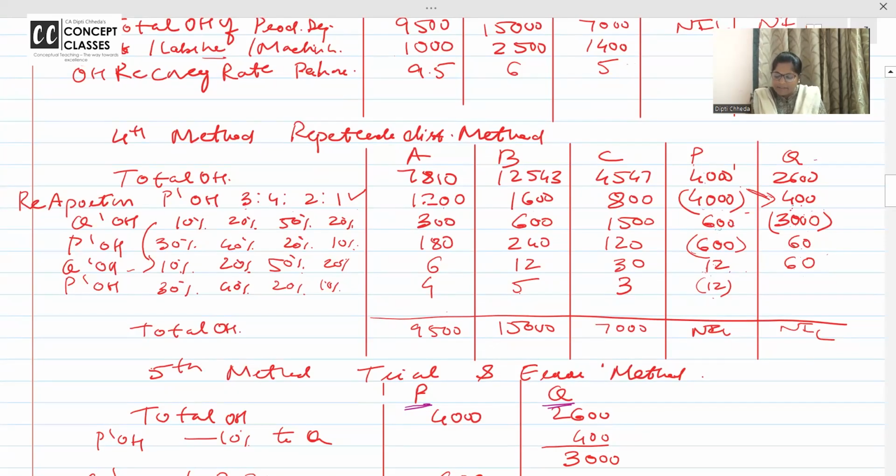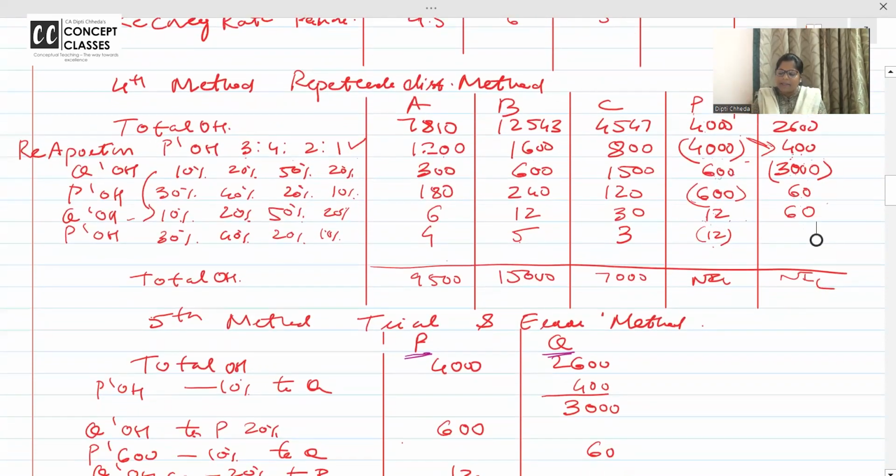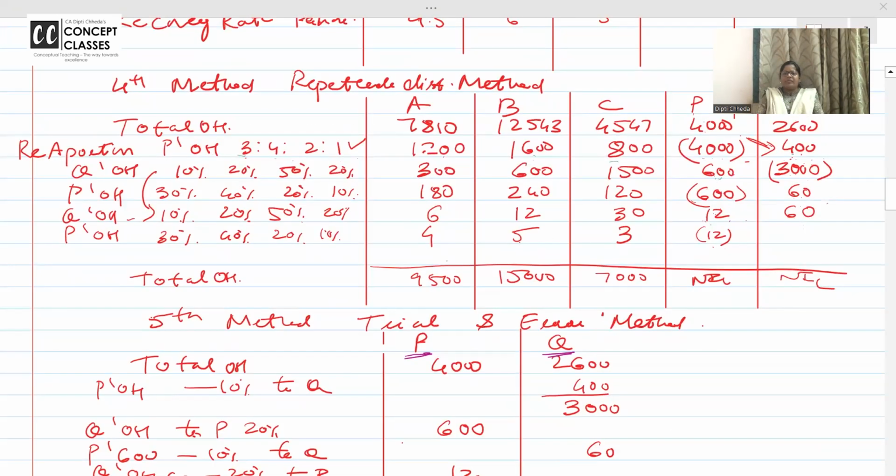And same is the trial and error method. One simple distinguish between the repeated distribution and trial and error method is, in repeated distribution we repeat this for all. Can you see? P का 4,000 का 10% went here, 20% here, 40% here. Ab iska, so you know they are repeatedly distributing to all the departments. Trial and error says that just do it only for P and Q.